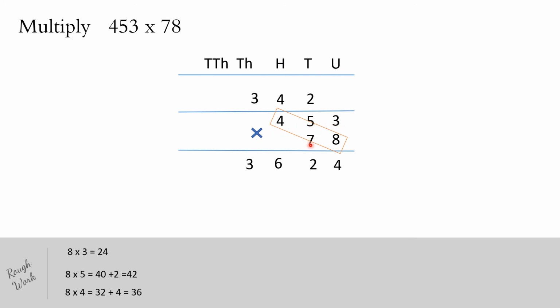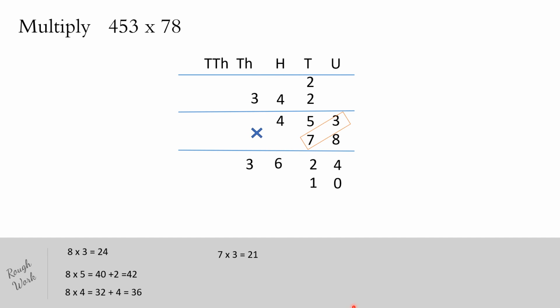Now we will multiply 453 by 7. As 7 is at tens place, we will start our multiplication from tens place. So we will put 0 at unit place. So we will write here 0 now. Now we will multiply 7 by 3. So 7 into 3, 21. So we will write 1 at tens place and carry 2 at tens place.